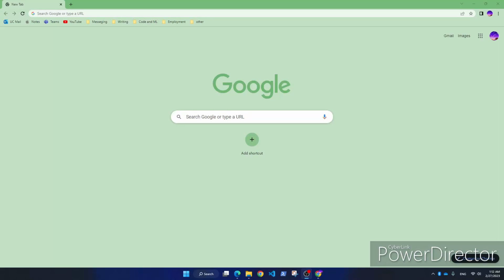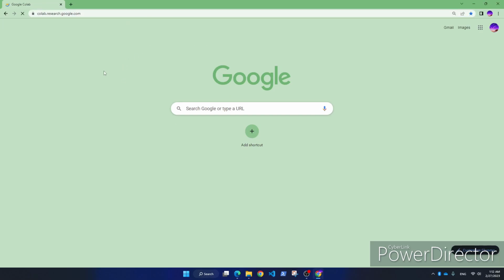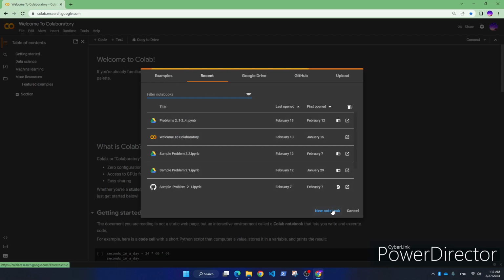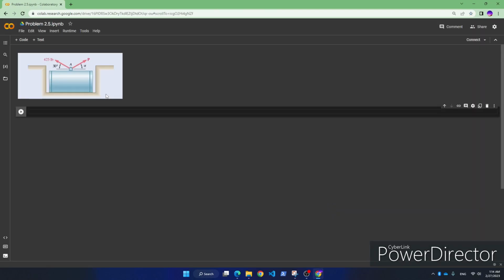Okay, so now we are trying to go into problem 2.5. Okay, so this is the figure from the problem, and the problem says a steel tank is to be positioned in an excavation. Knowing that alpha equals 20, so we know that alpha equals 20.